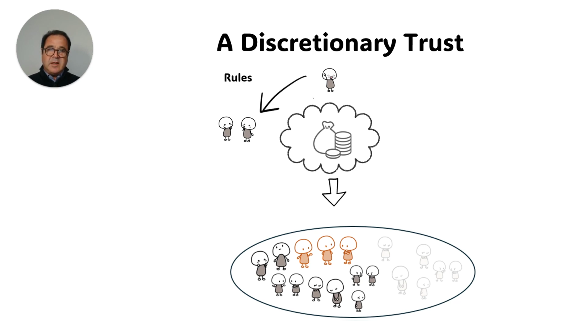So, the first thing that founders do, like they did with the fixed trust, is they create a set of rules.